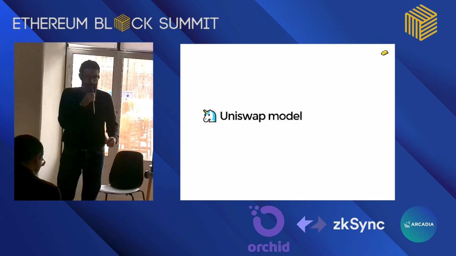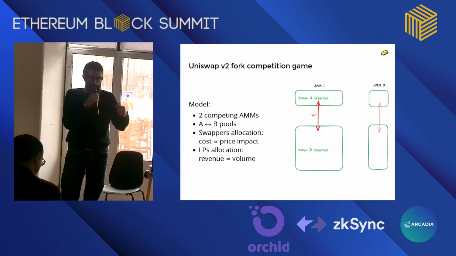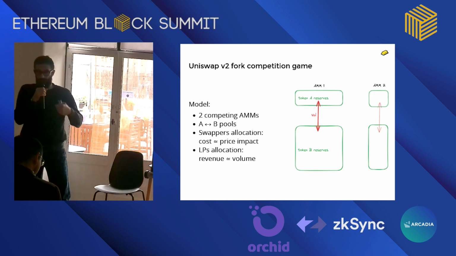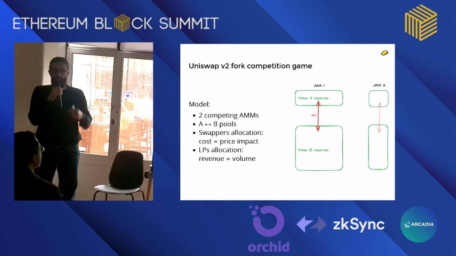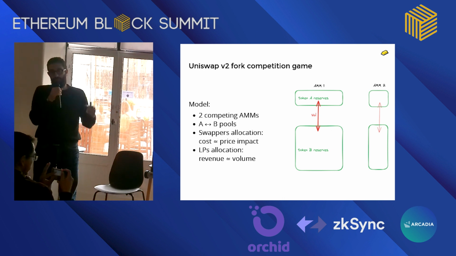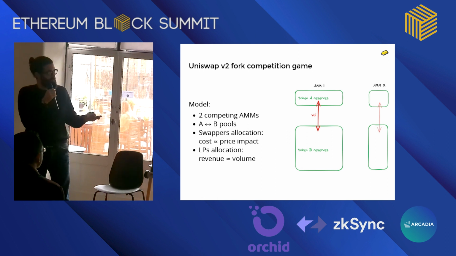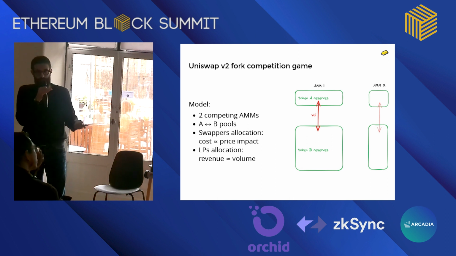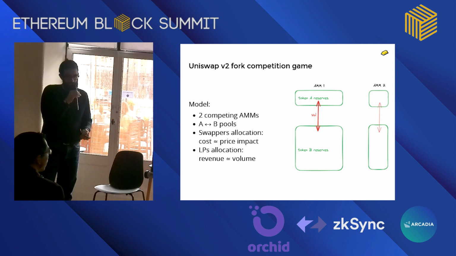So, a simple model for Uniswap to start. First Uniswap v2, and just one pool to keep it simple. We want to look into the competition between AMM1 on the left and AMM2 on the right. This is Uniswap, this is another AMM. For now there is no protocol fee. I just want to look into the basics.